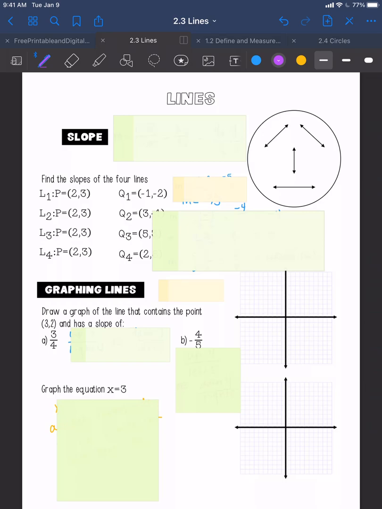In this lesson, we are discussing lines. We're going to talk about several different ways to write the equation of a line, how to graph a line, and how to find the slope of a line, along with parallel and perpendicular lines.